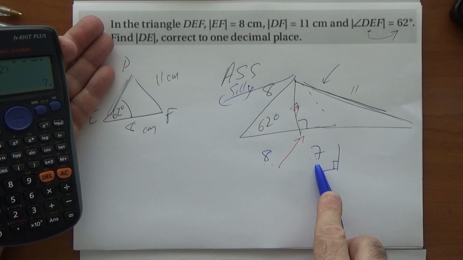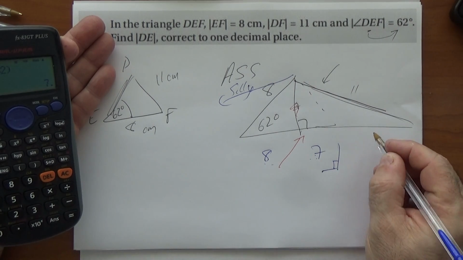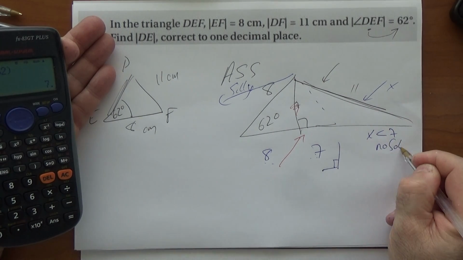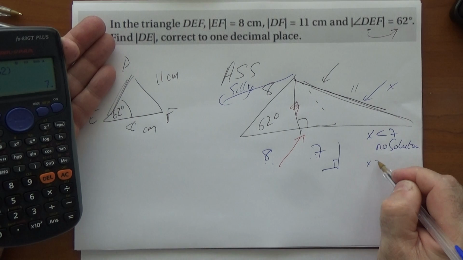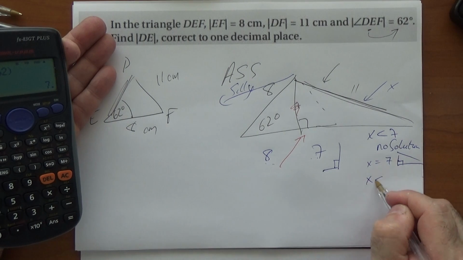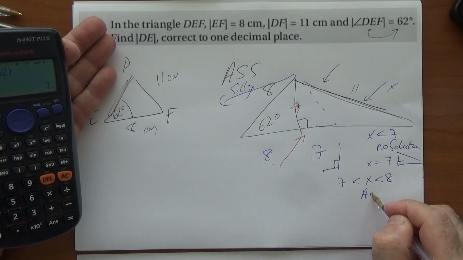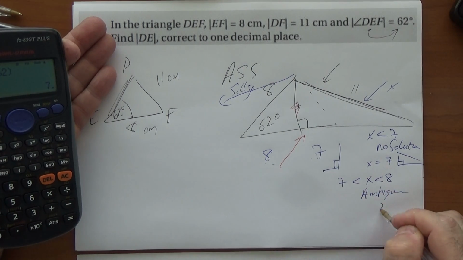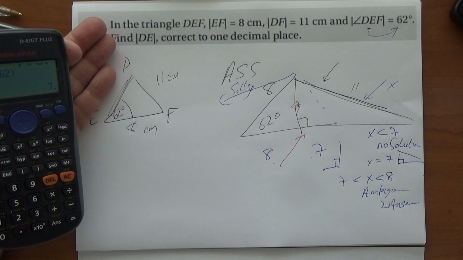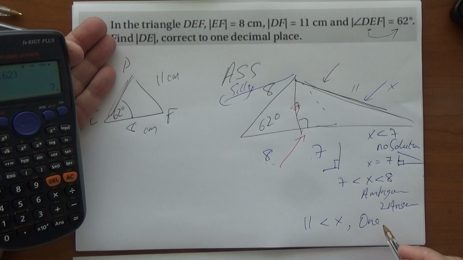7 gives us a right angle triangle, and bigger than 8 gives us a single solution. Less than 7 gives us no solution. So if we call that length x: x less than 7, no solution, the triangle doesn't exist. x equal to 7 is a right angle triangle. x between 7 and 8 is ambiguous with two answers for the angle, an acute and an obtuse. And x larger than 8 gives one unique answer.